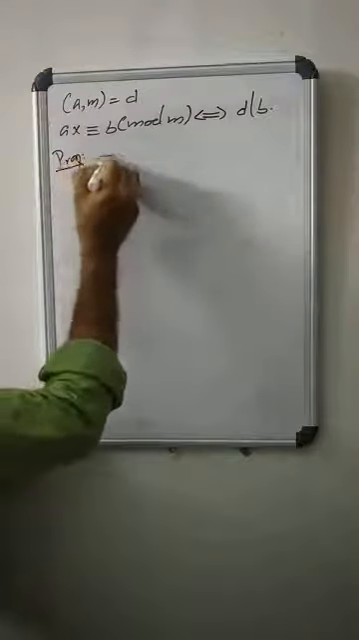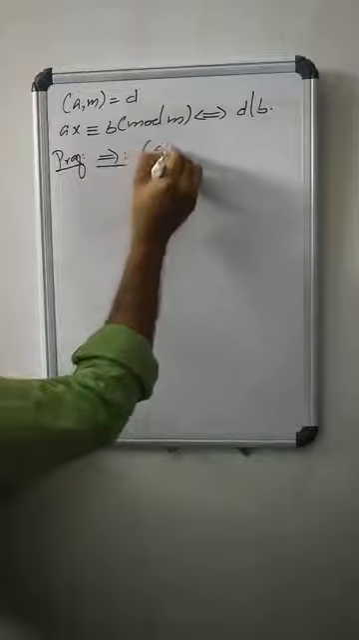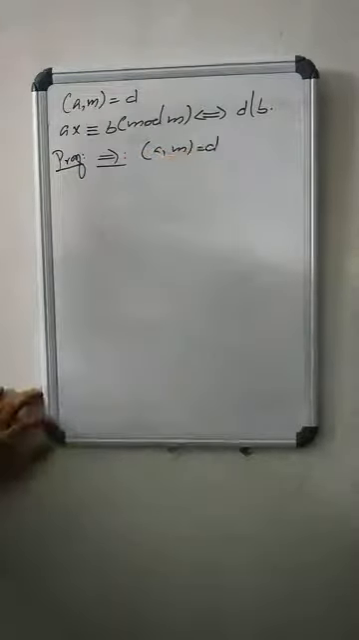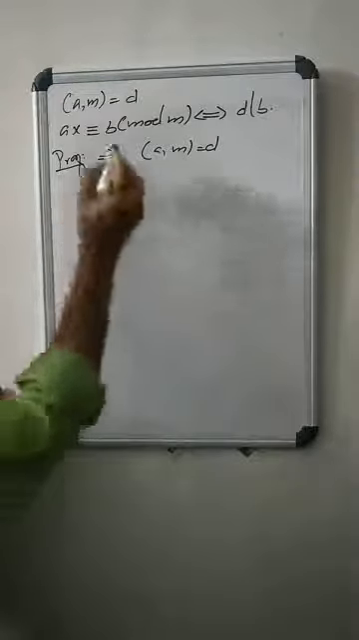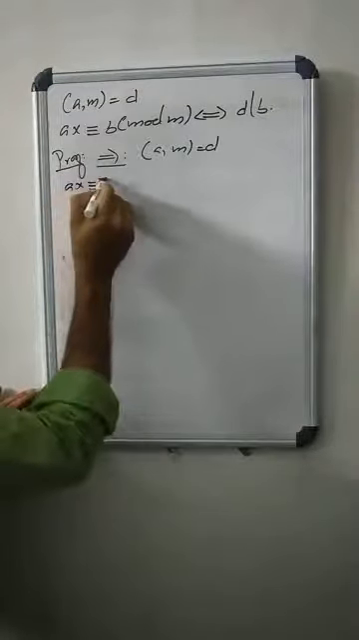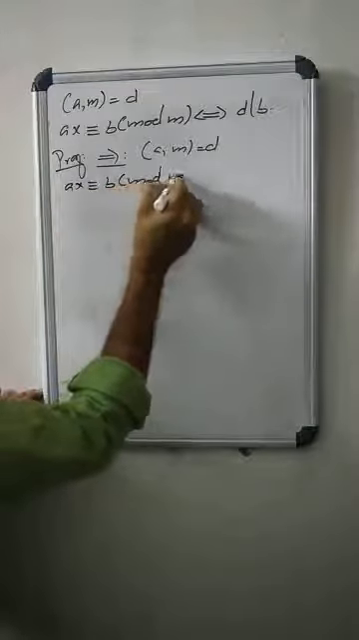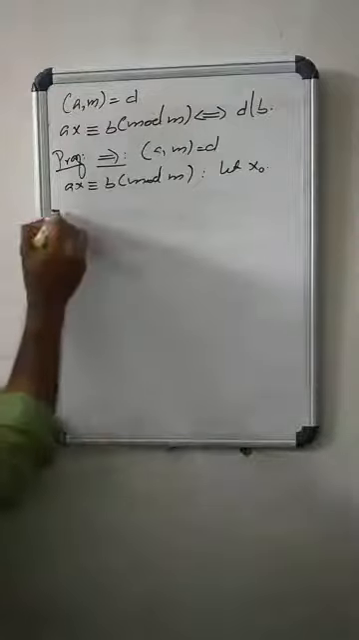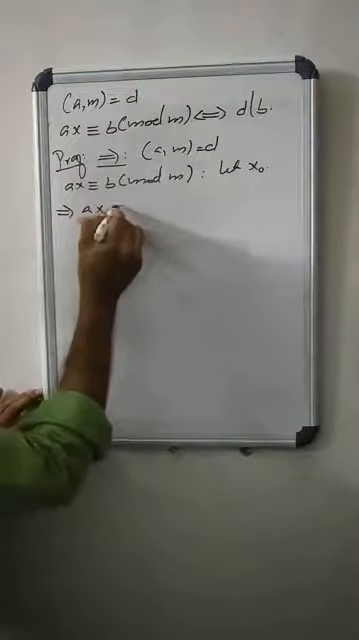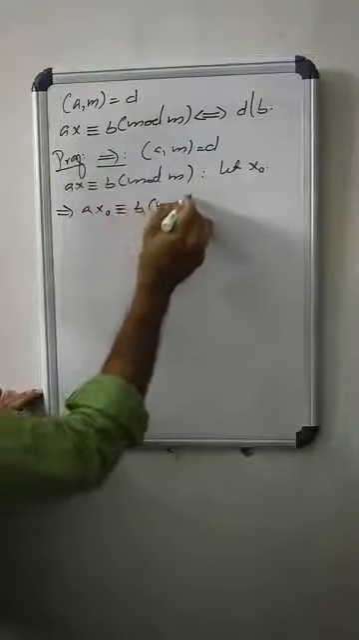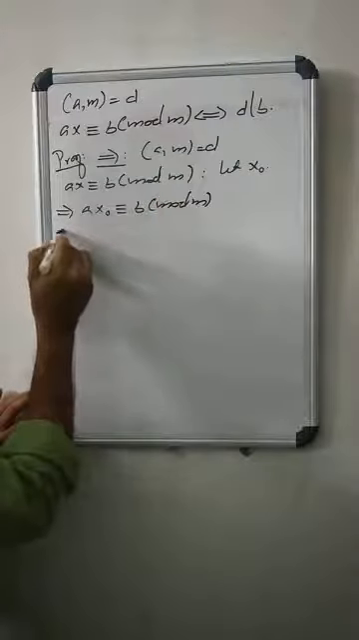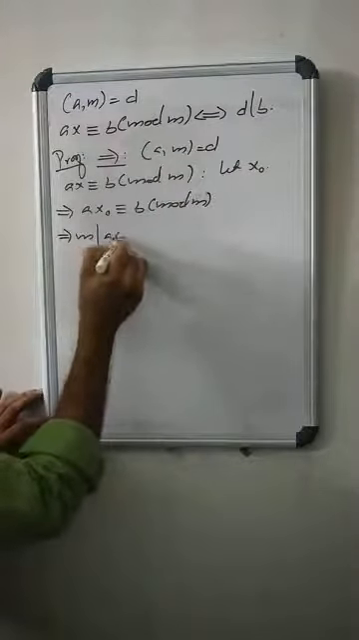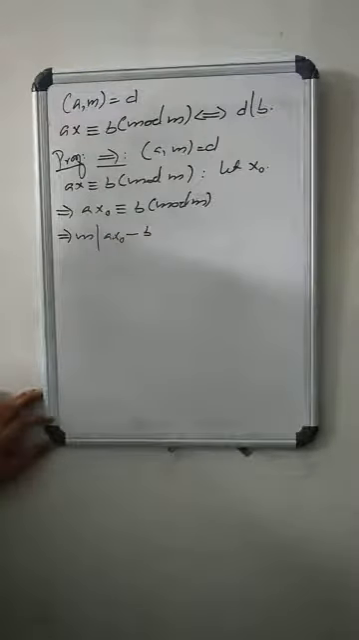First, the necessary argument. Suppose that the GCD of A and M is D. Suppose that AX ≡ B mod M has a solution, and let it be X naught. That means A X naught ≡ B mod M, which means M divides A X naught minus B.